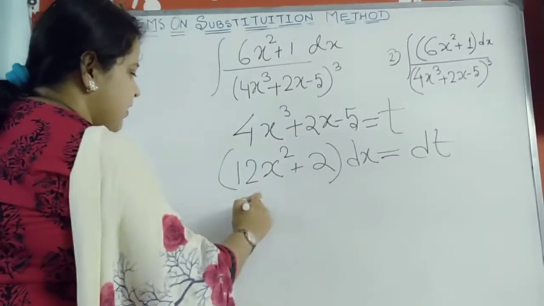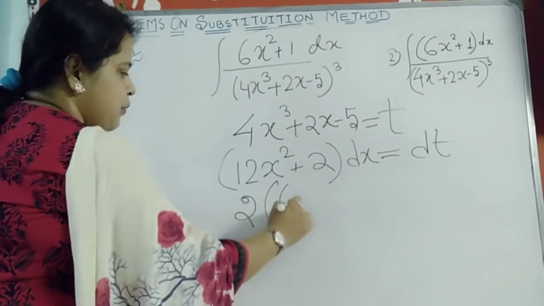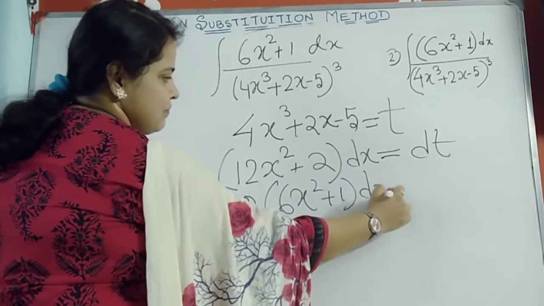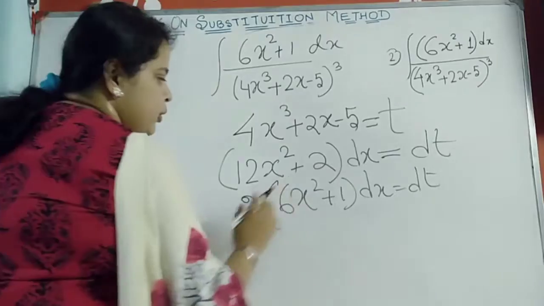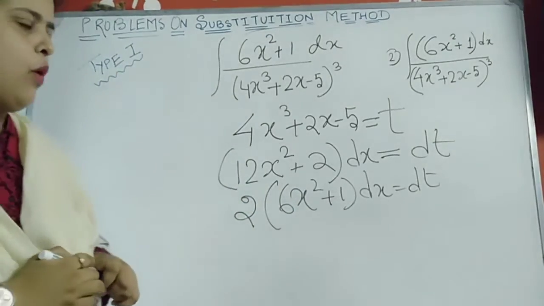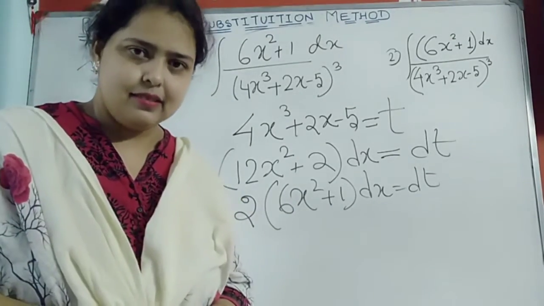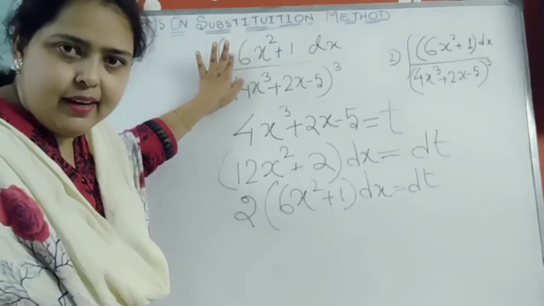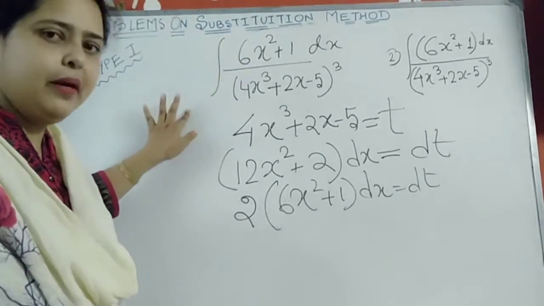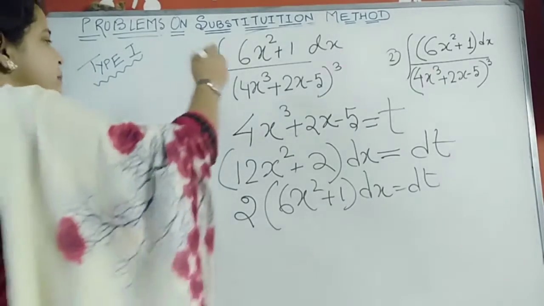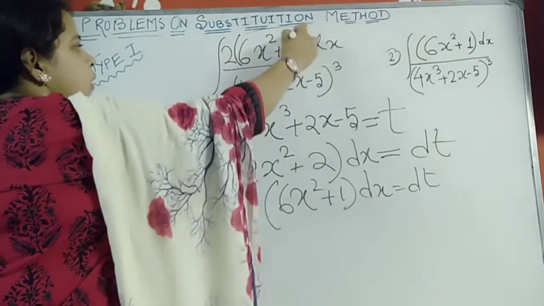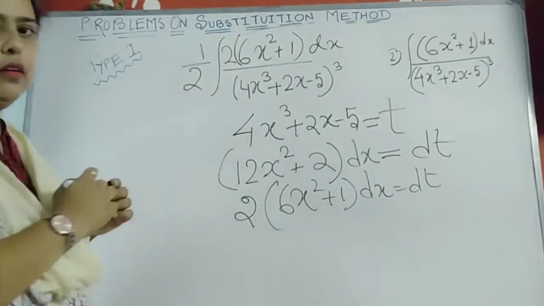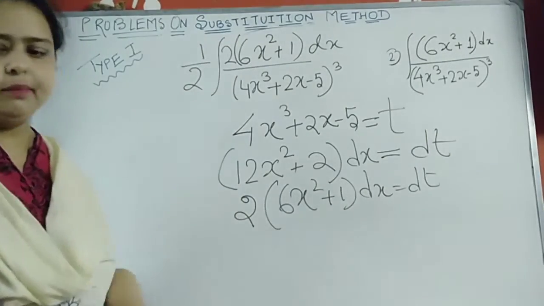So can I write the 1 as 2 into 6x squared plus 1 dx as dt? I hope it is clear. So a 2 is required here. Fine. A 2 will be divided. So let me multiply a 2 in the denominator, and to balance it I can have a 2 here. Please go through this one.